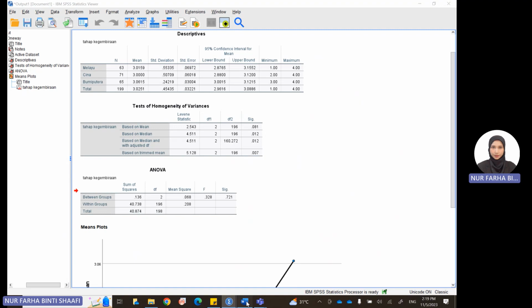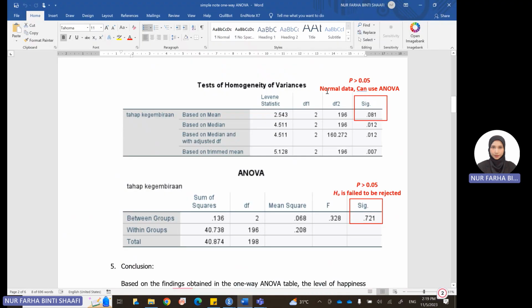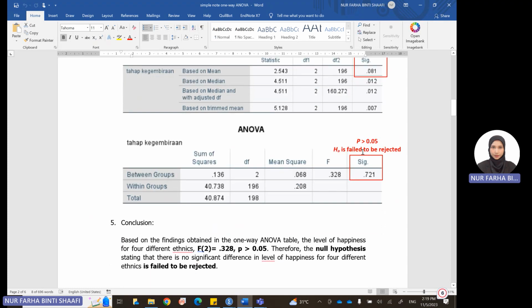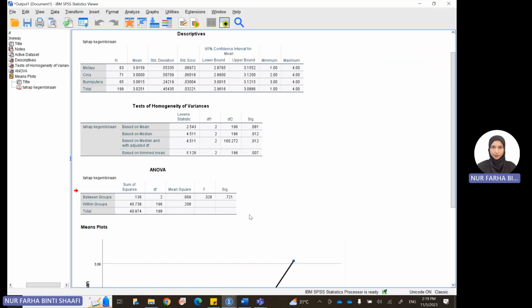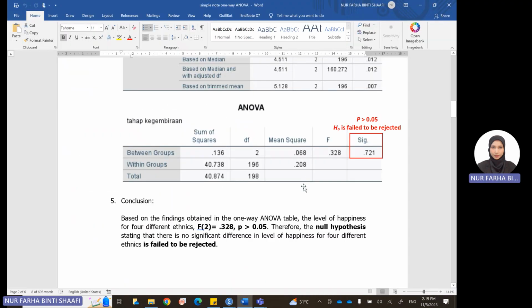Then you can use Anova. Here, I already wrote in your notes: normal data can use Anova. So meaning your P is more than 0.05, your data is normal, you can use Anova, settled. After you have confirmed that, you can look at your Anova table. The next is the Anova table. It is the same from your output.